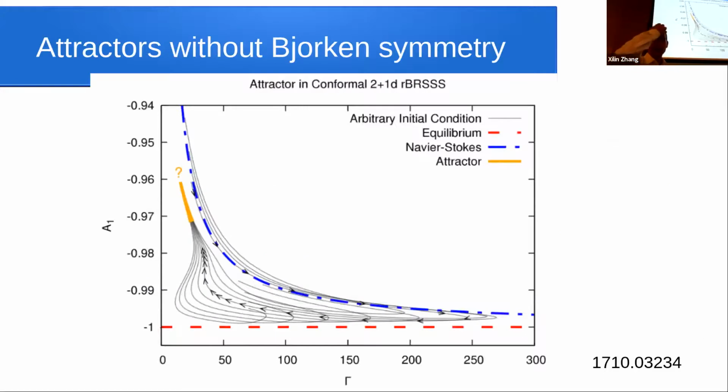Finally, let me just mention, no, not finally, there's one more thing I want to say. I also said that you can look for attractor behavior now away from Bjorken symmetry. So this here is a plot that is showing you the evolution in the A1 gamma attractor plane for a system that's conformal, but is initialized as a two-dimensional system with arbitrary transverse motion.